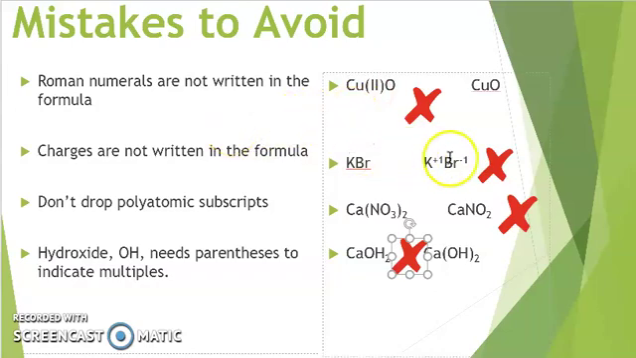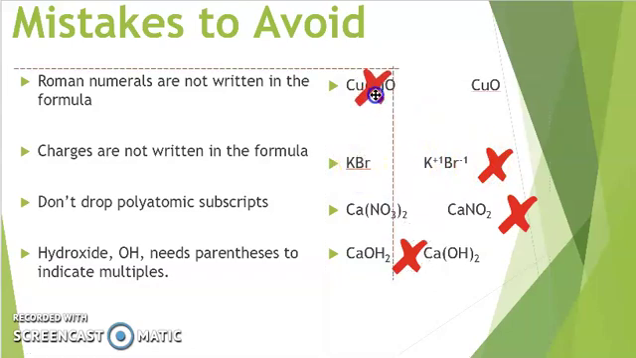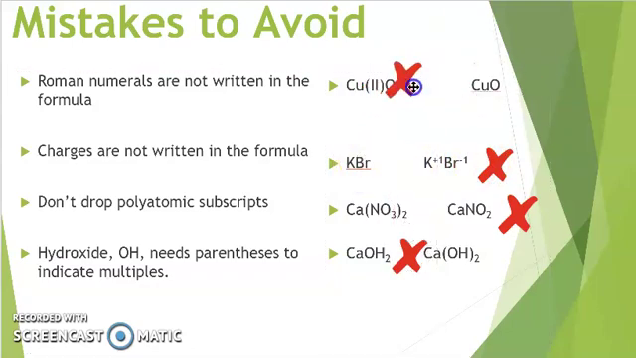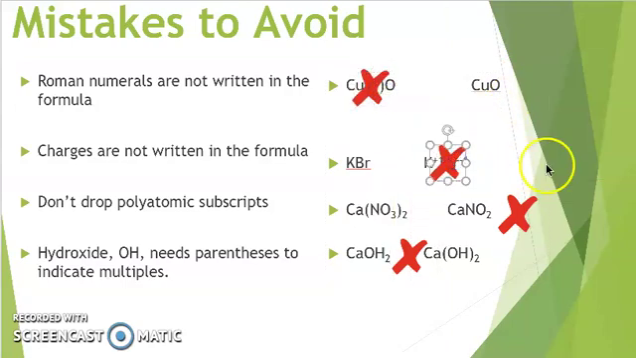Another thing, your charges are not written in the formula as well. It's helpful to write them up there, but then when you're done, either erase them or rewrite your formula the correct way. So up here, this is incorrect. My correct way of writing that would be CuO. This one's incorrect. I would be correctly writing it KBr.